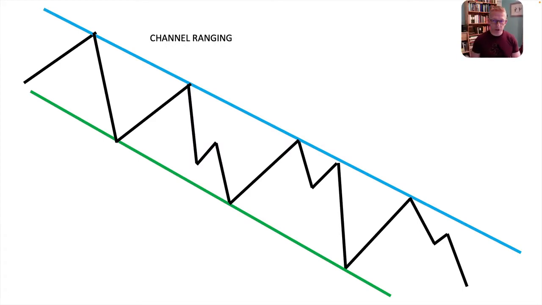Here is a bear version of the channel. Again, I am highlighting that the market does not always have to touch the boundaries. Yet there is a tendency to return to the channel boundaries once trending.